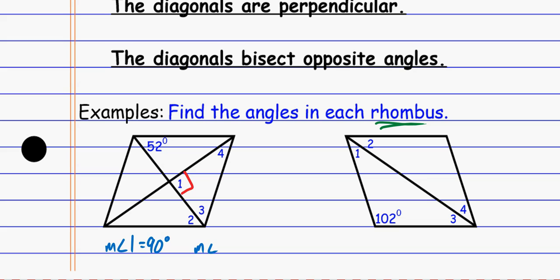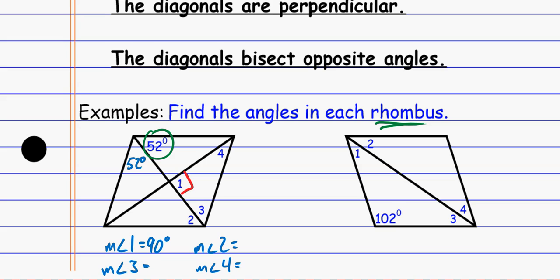Looking at the rest of these, let's see, the measure of angle 2. I'm just going to write them all down here. As I work my way through these, notice right here I have this one at 52 degrees. Because the diagonals bisect the opposite angles, which is one of the special characteristics of a rhombus, the one right next to it also has to be 52 degrees. That's what happens in the diagonals of a rhombus.